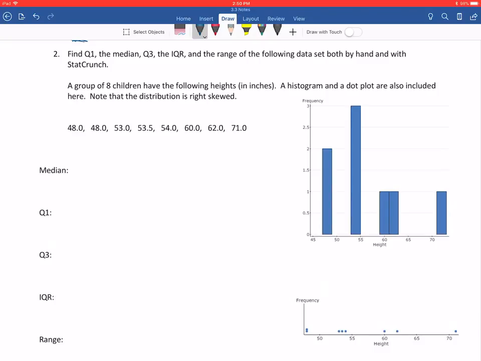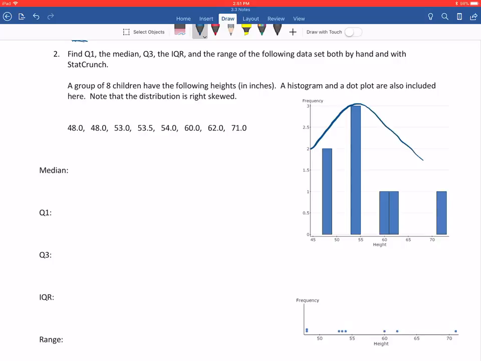We are going to find quartile 1, the median, quartile 3, the IQR, and the range of the following data set. We're going to do it by hand in this video, and then I will show you how to find those in StatCrunch in a separate video. This data is from a group of 8 children, and these are their heights. Notice we do have a histogram and a dot plot both provided to us.